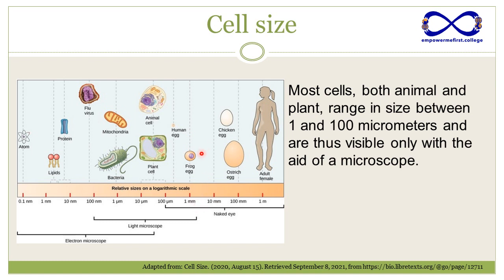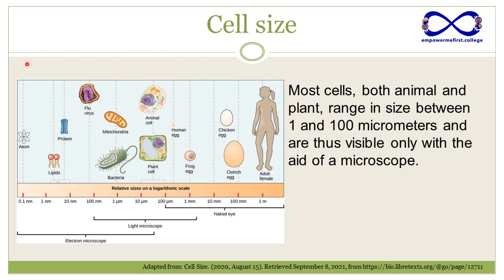However, more cells together can form a tissue, more tissues together can form an organ, and we can have, for example, an egg, a chicken egg or an ostrich egg. These are bigger, and here, like 1 meter, is the adult female.